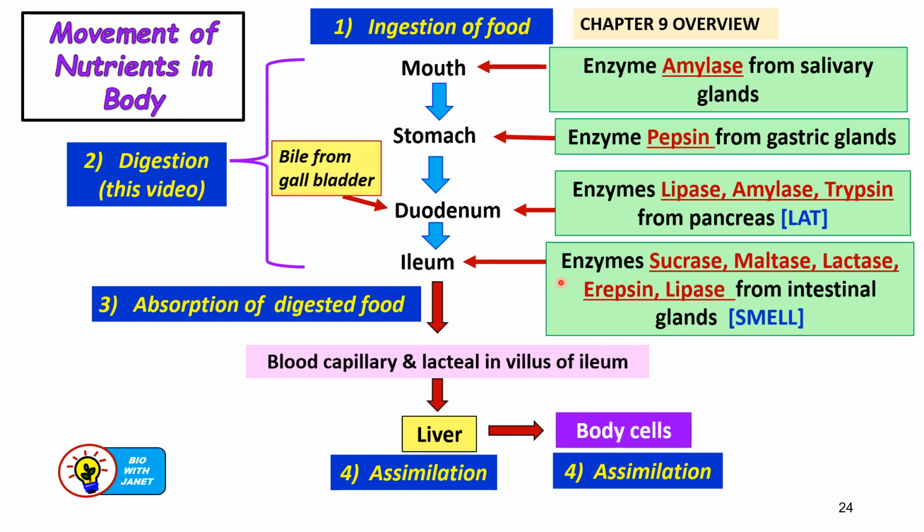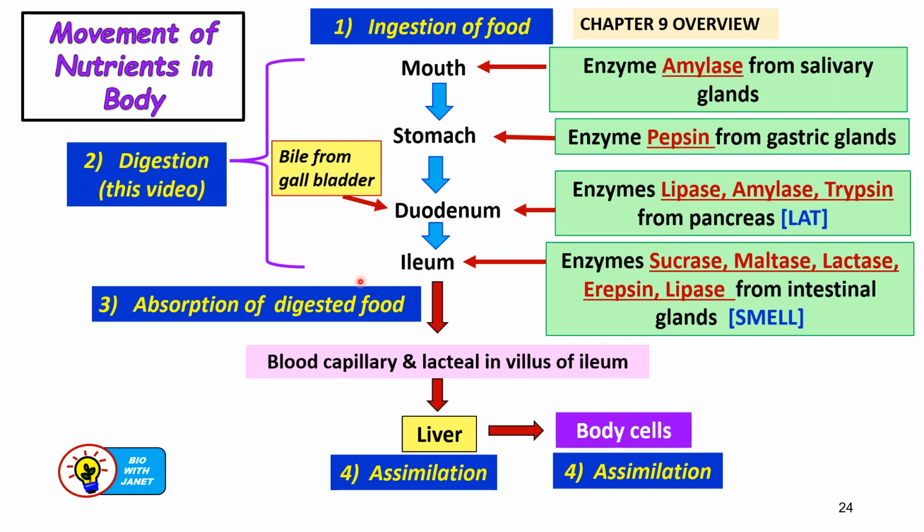Next, going down to the ileum, enzymes sucrase, maltase, lactase, epsilon, and lipase, or SMELL, are secreted from the intestinal glands to digest the disaccharides, which are sucrose, maltose, and lactose, and then also epsilon digests the peptides to form the amino acids, and lipase digests the lipids to form the fatty acids and glycerol. So in the ileum, the end products of digestion are formed, such as glucose, fructose, galactose, and also amino acids and fatty acids and glycerol.